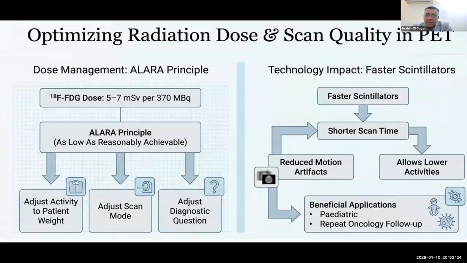So determine the NECR, which we explained before, for your specific scanner. Inject activity to reach 80 to 90% of the peak of the NECR. Avoid the region beyond the peak. The impact of the scanner is very important also. You see here the faster scintillator will have shorter scan time, allowing lower activity, reducing motion artifact, and it will be beneficial for pediatric and repeated oncology follow-up. So this is also very important. So we have two parameters we can deal with, the ALARA principle and the impact of the scintillator.